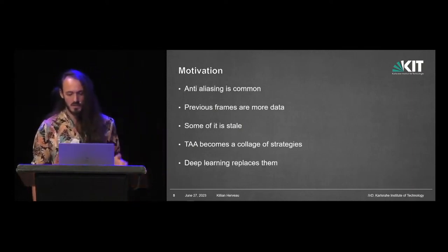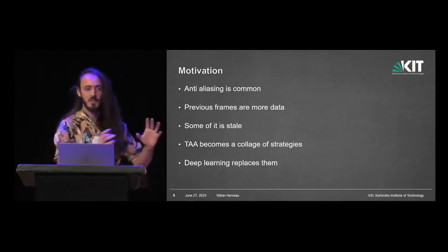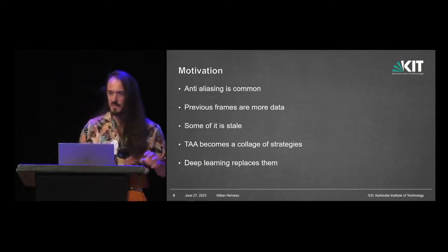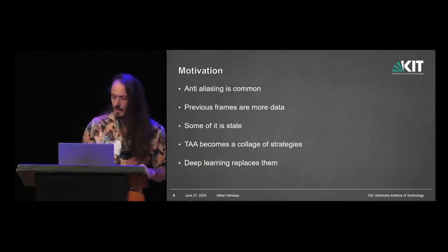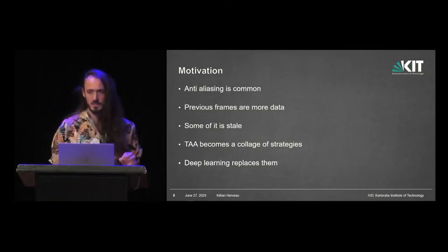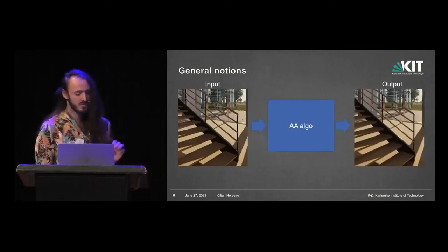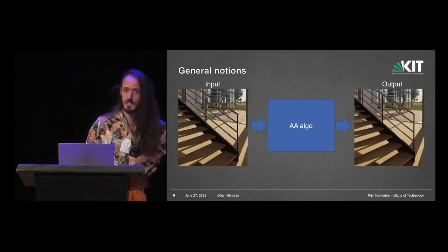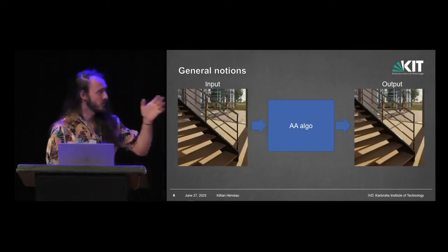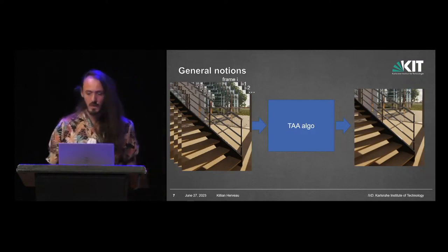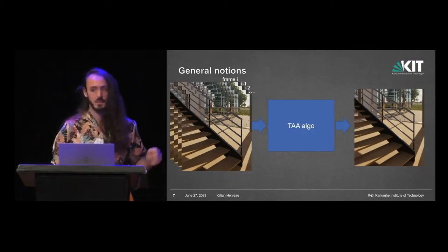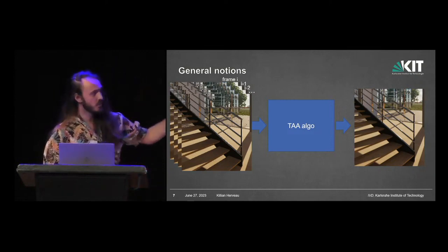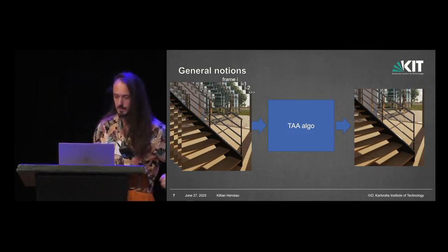So we had the idea that deep learning can just replace all the arbitrary stuff that we're doing and keep the good stuff that we have been doing for a while. So let's just see the pipelines real quick so that we can be on the same page. On the left, you have the input, you have your anti-aliasing algorithm, and then you have an output. Simple enough. Then for temporal anti-aliasing, you need more frames. So you have a bunch of frames, you use your temporal anti-aliasing algorithm, and you get an output.